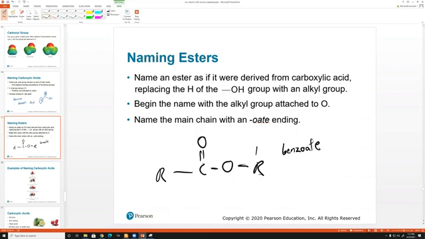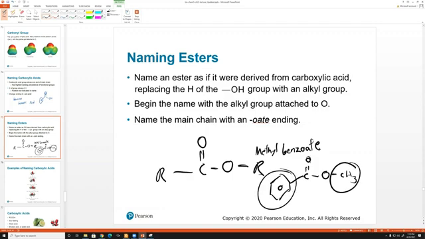So you can have methyl benzoate. Methyl benzoate looks like this. There's a benzene, and usually the carbon comes first this way, and then it becomes methyl benzoate. That means you have methyl and benzene, with an ester between them, so methyl benzoate.